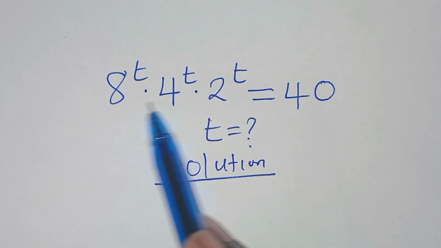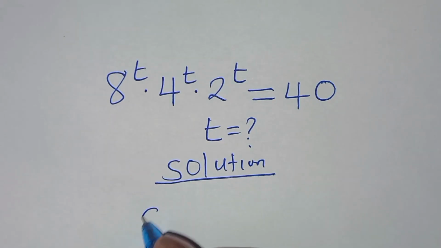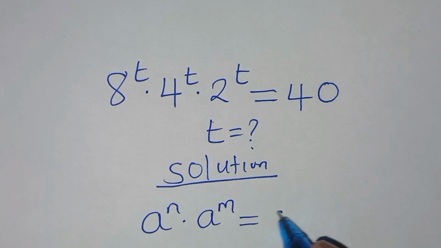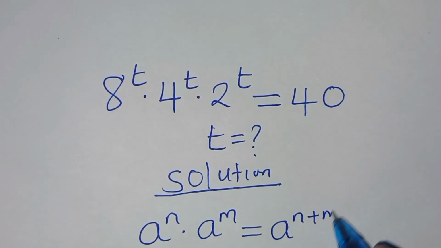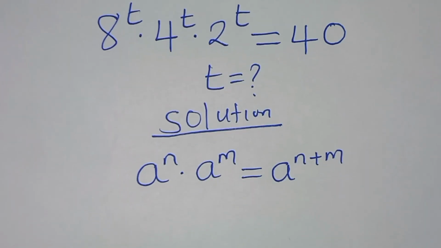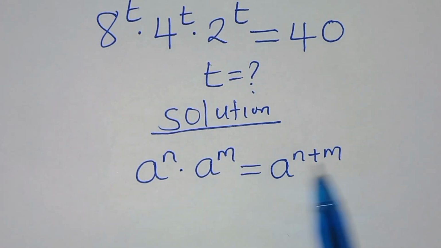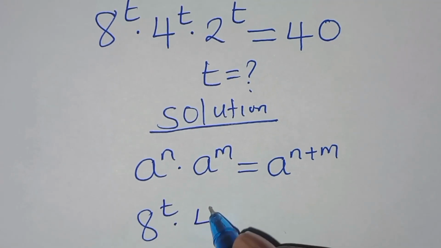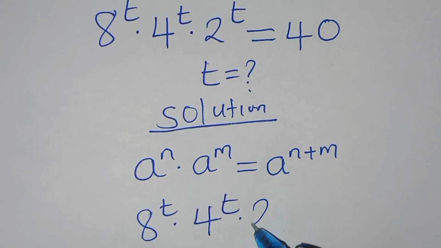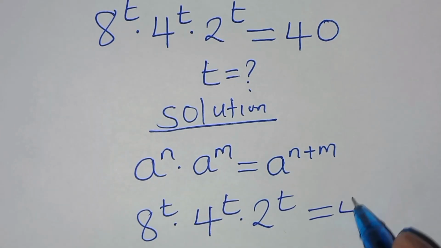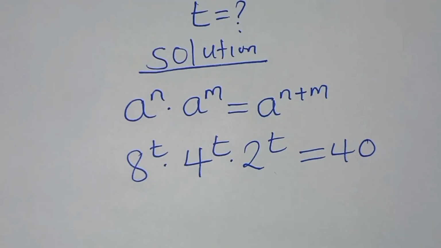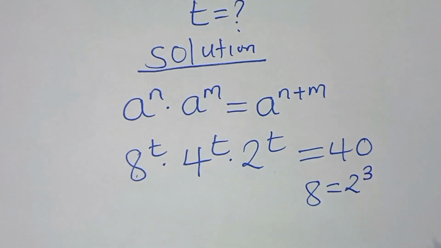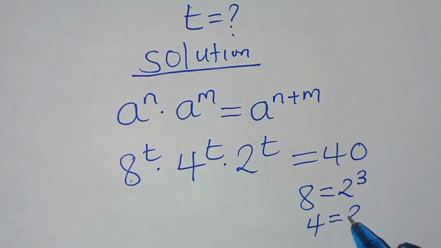we have that this exponential equation is in the form of a to the power n times a to the power m, which we can express as a to the power n plus m. So, given this property, we have 8 to the power t multiplied by 4 to the power t multiplied by 2 to the power t, equal to 40. So, we can express 8 as 2 to the power 3, and we can express 4 as 2 to the power 2.